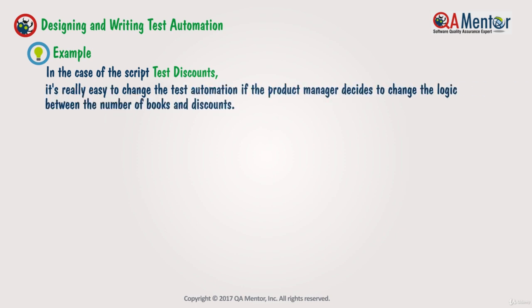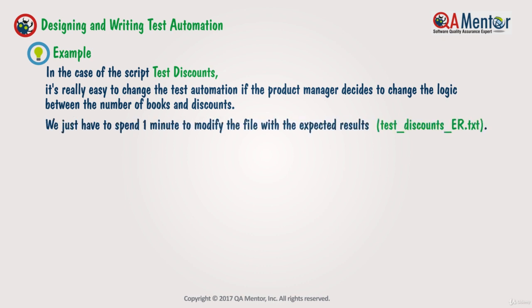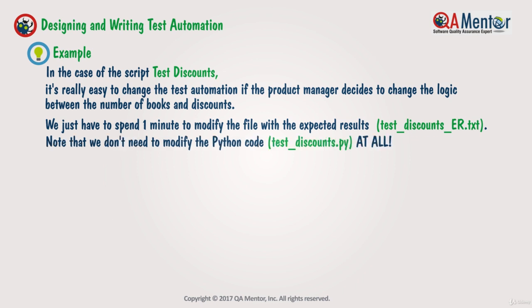Example: in the case of the script testdiscounts, it's really easy to change the test automation if the product manager decides to change the logic between the number of books and discounts. We just have to spend 1 minute to modify the file with the expected results, testdiscounts.er.txt. Note that we don't need to modify the Python code, testdiscounts.py, at all.